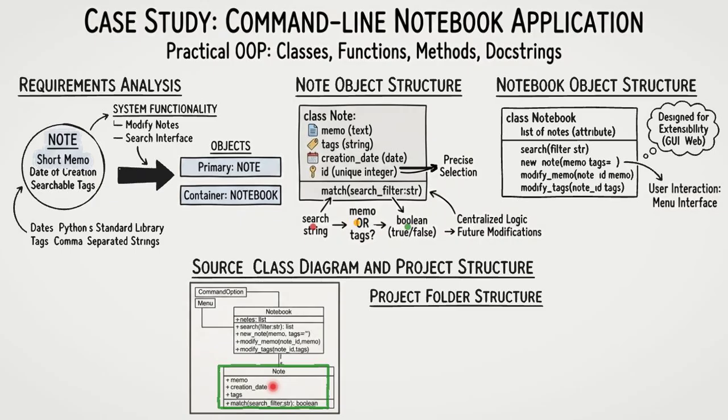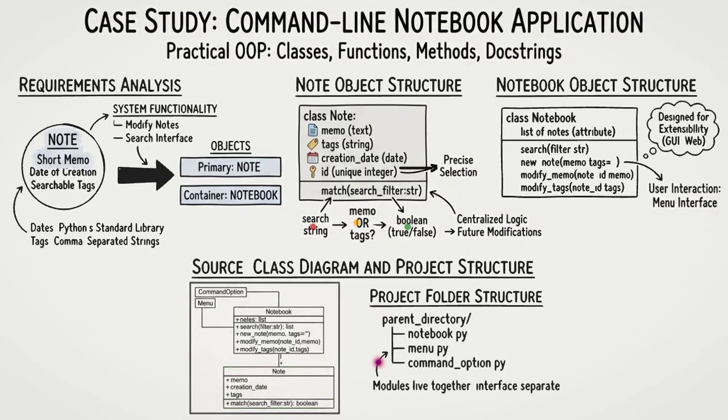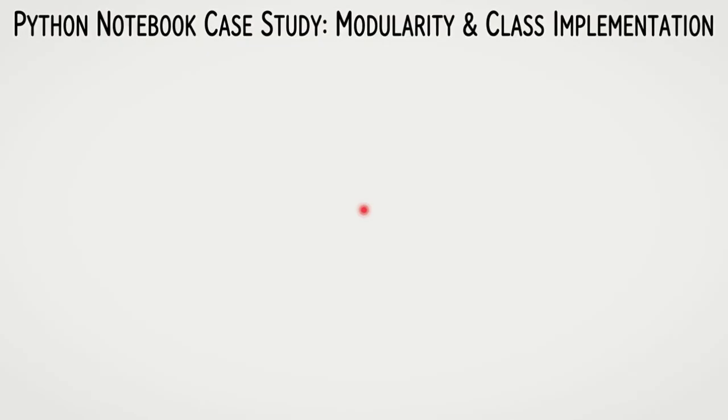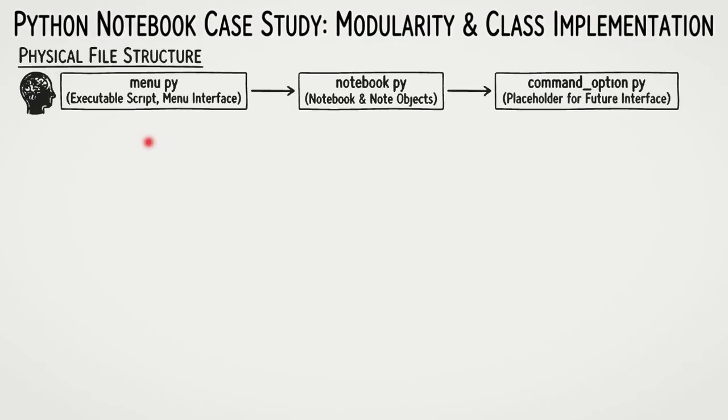To bring this design to life, we need to establish our physical file structure. We'll organize these modules into separate files like notebook.py and menu.py in our next step to ensure proper modularity. Let's look at how we organize our code before writing it to ensure modularity. We are breaking this application into distinct modules.